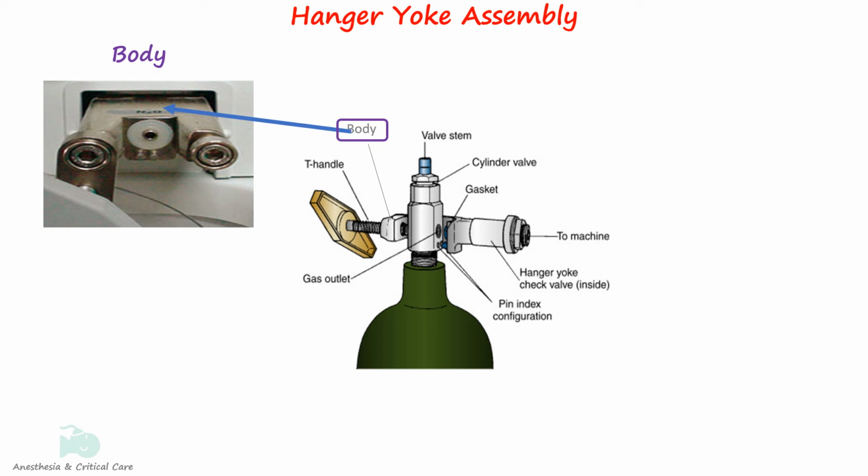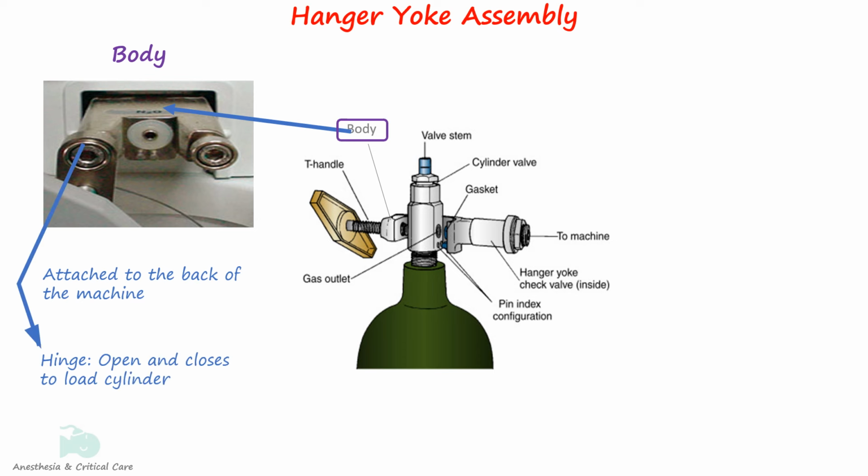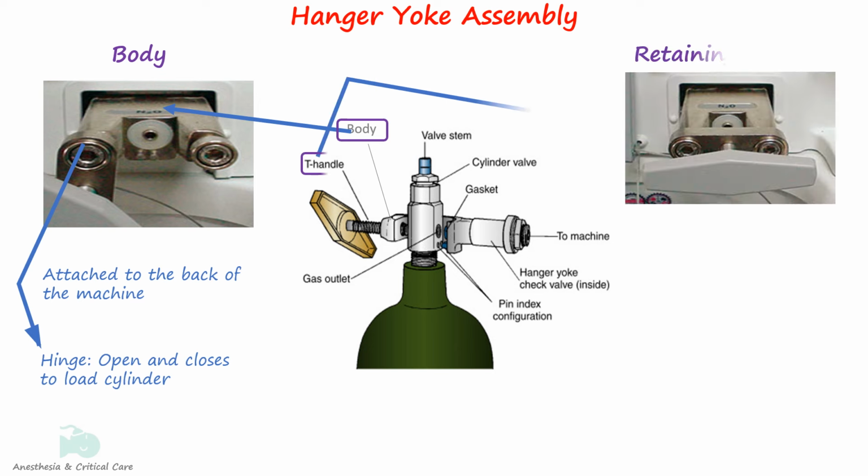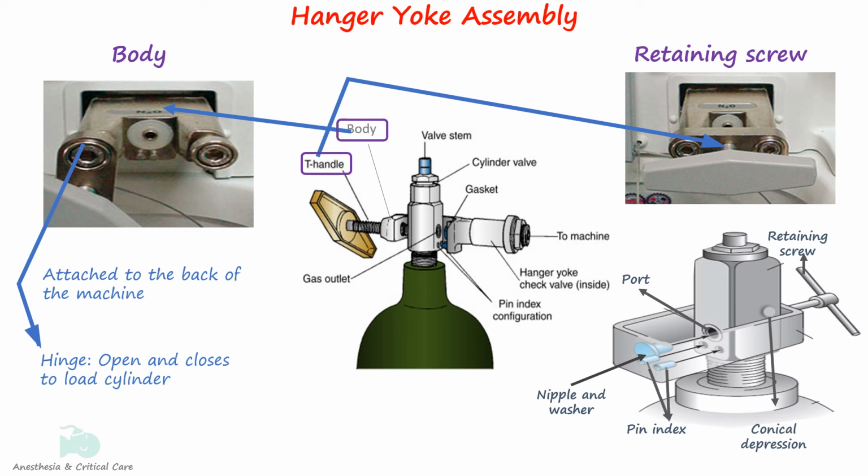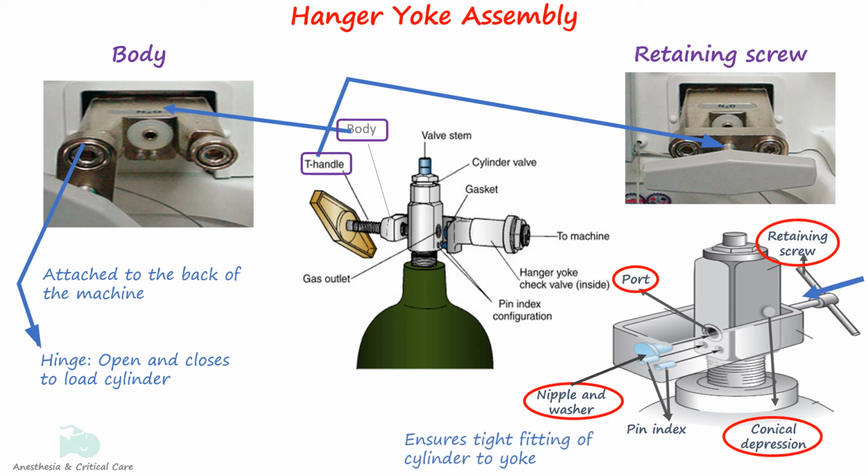The body is the portion of the yoke that attaches to the frame of the machine. It provides support to the cylinder and has a hinge that can be swung open and closed to load and unload the cylinder. The retaining screw is threaded into the back of the yoke. It presses the outlet or port of the cylinder valve tightly against the washer and the nipple when it is tightened. The conical point of the retaining screw is shaped to fit the conical depression of the cylinder.